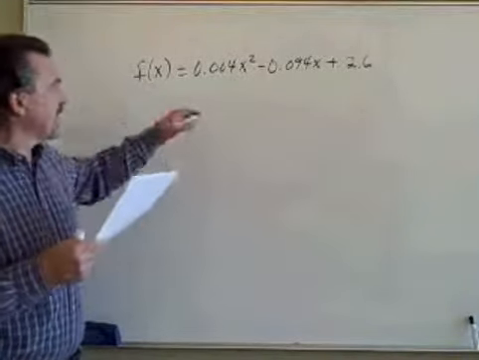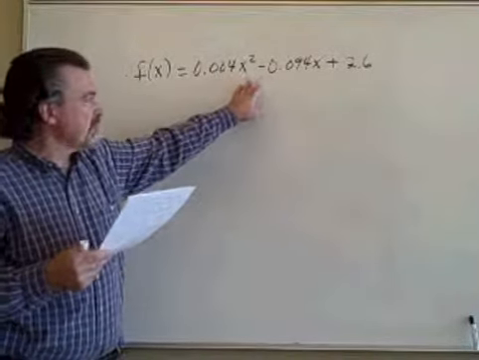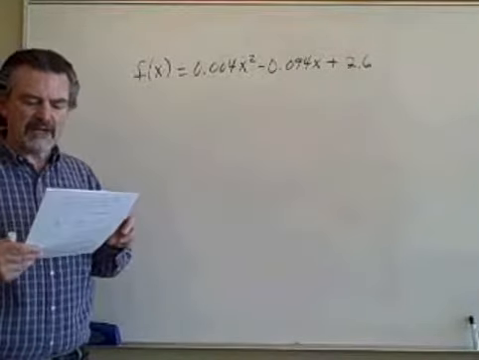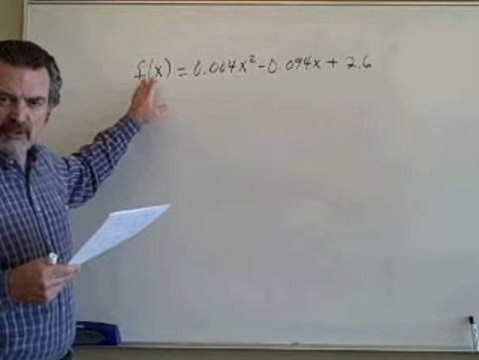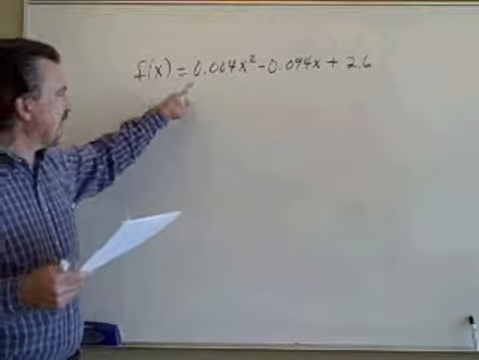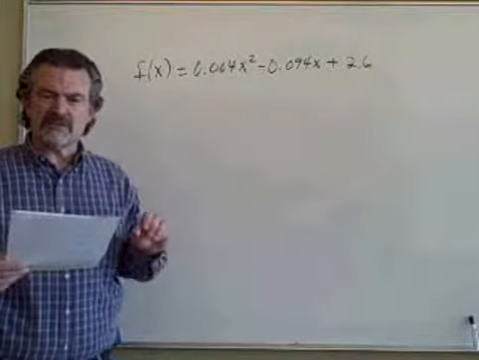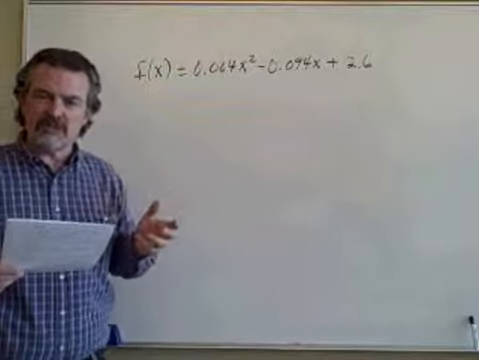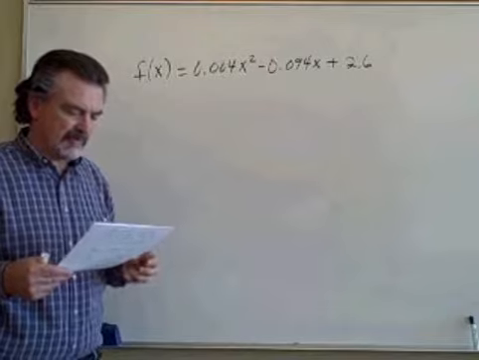The function f of x equals 0.004x squared minus 0.094x plus 2.6 models U.S. wine consumption f of x in gallons per person. So the function value is gallons per person. x represents the years after 1980. f of x, the function, represents the gallons per person of wine that was consumed.